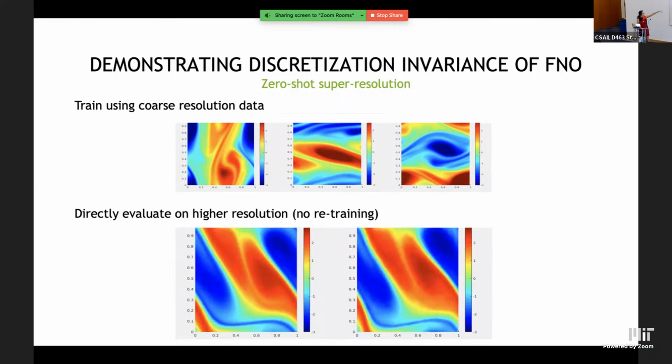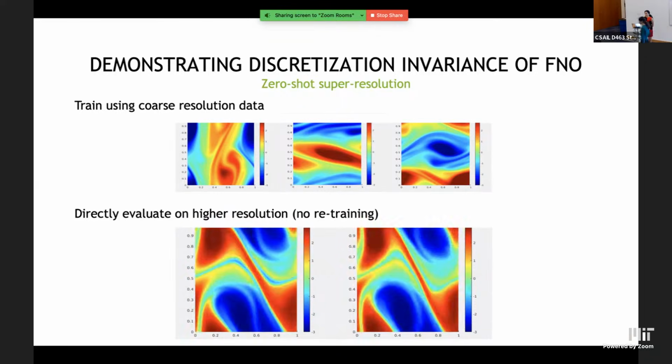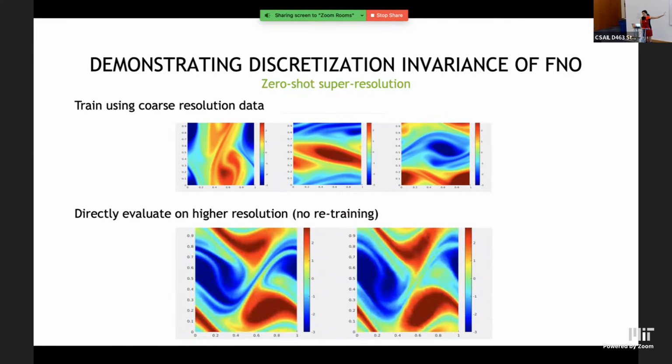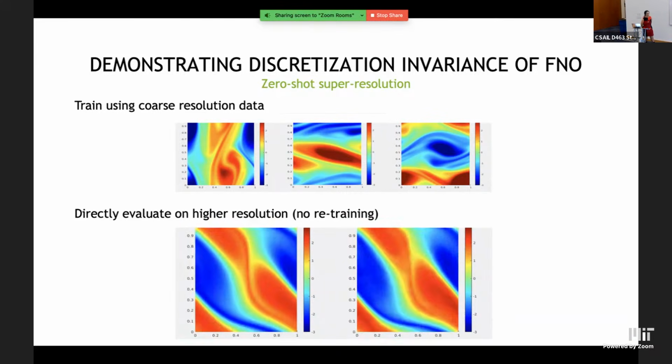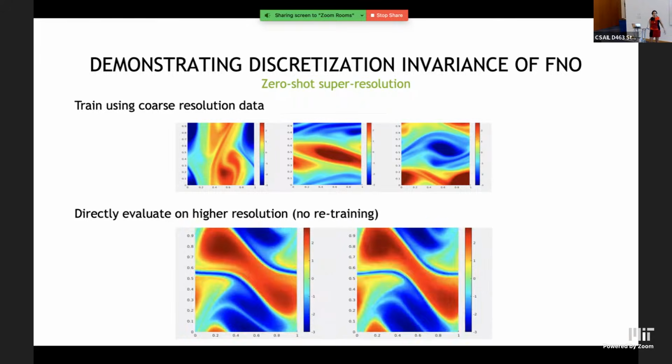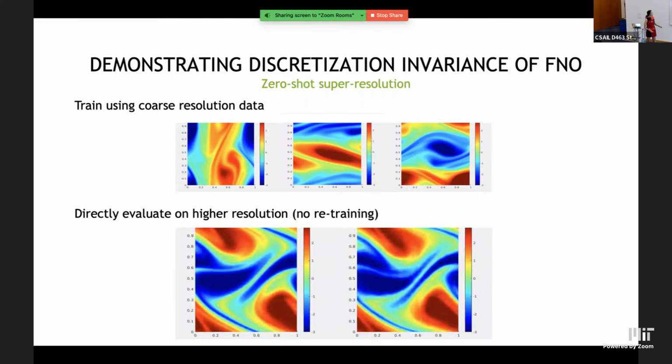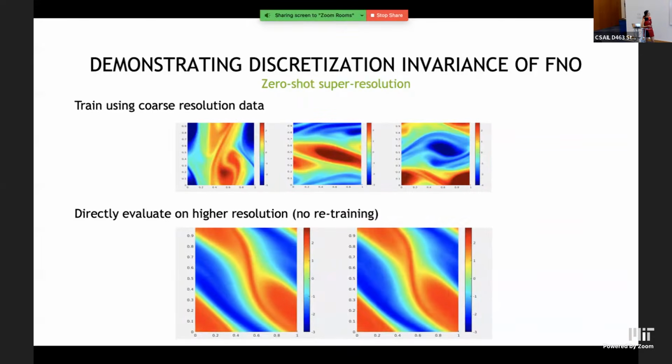Yes, one is exact, the other is the approximation. But we have all the quantitative results in the paper. This is just to show a quick visualization of what it's able to recover.